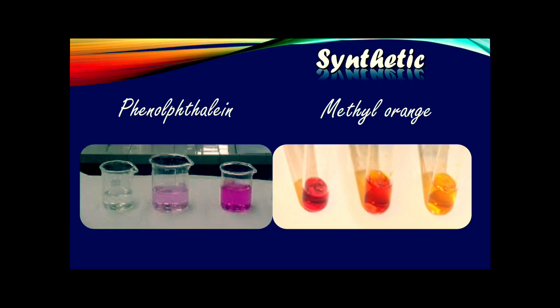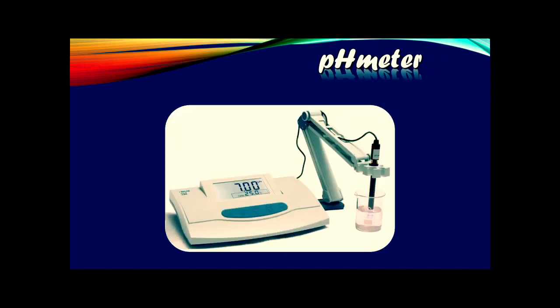But if you want to make a more accurate measurement of the pH, then we can use a pH meter, which tells you precisely what is the pH that the solution has, with decimals and everything.